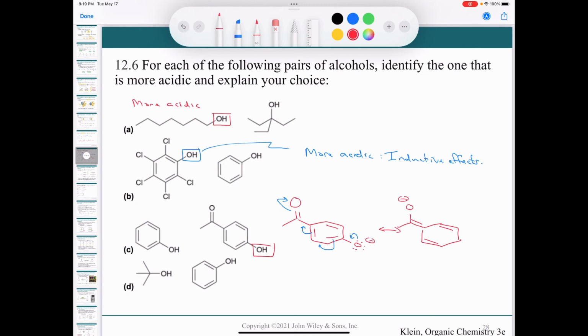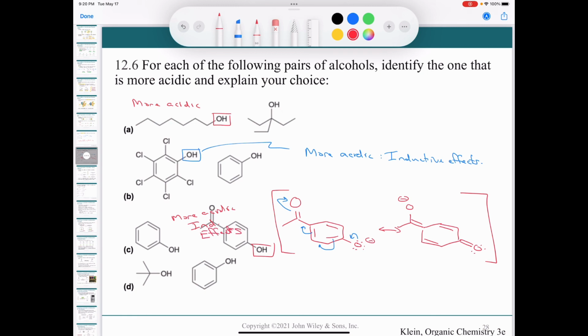So let me finish it like this. And there are other resonance contributors that I'm leaving out, but just to show it quickly, there we go. So we'll put more acidic, and this is due to resonance effects.